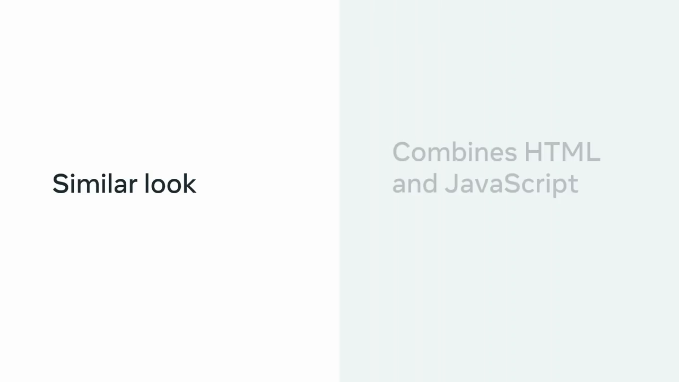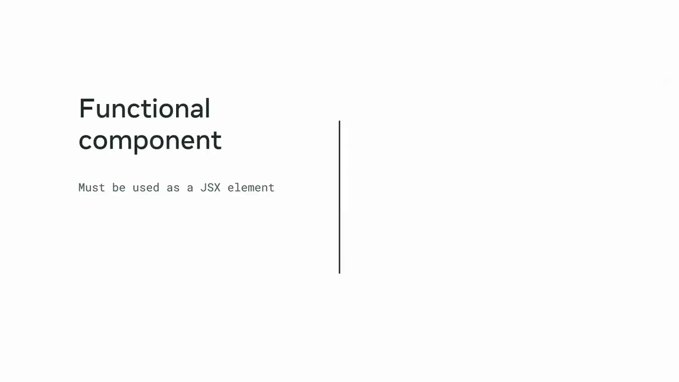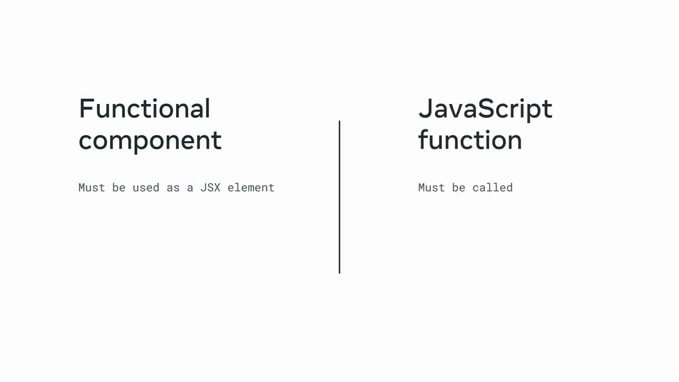JSX syntax looks very similar to HTML, and one of its advantages is that it allows you to write JavaScript code inside what looks like HTML elements. In fact, you can think of JSX as a combination of custom HTML and JavaScript. This allows you to make your website dynamic. You'll learn more about the differences between HTML and JSX later. For now, just know that you can place this syntax inside the return statement of a functional component. It's also important to know that a React component won't render until it's used as a JSX element, just like a JavaScript function declaration won't run until it's called or invoked.